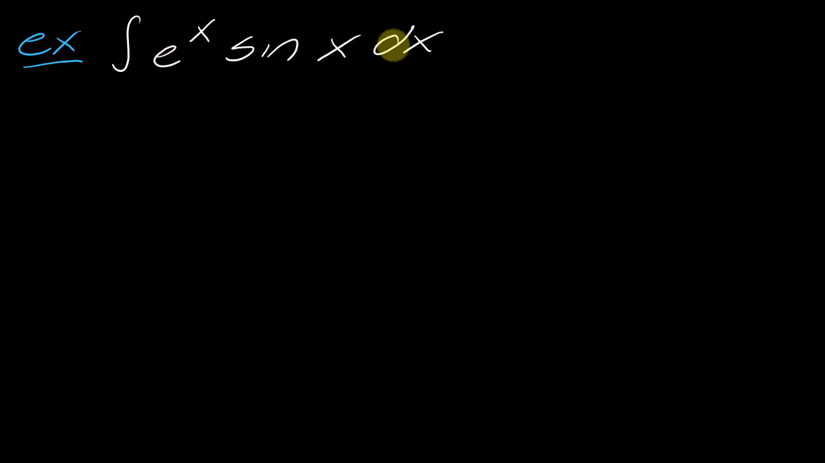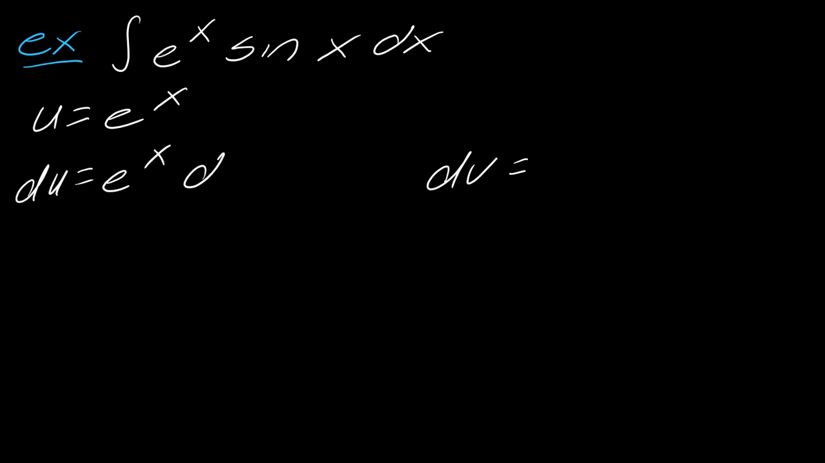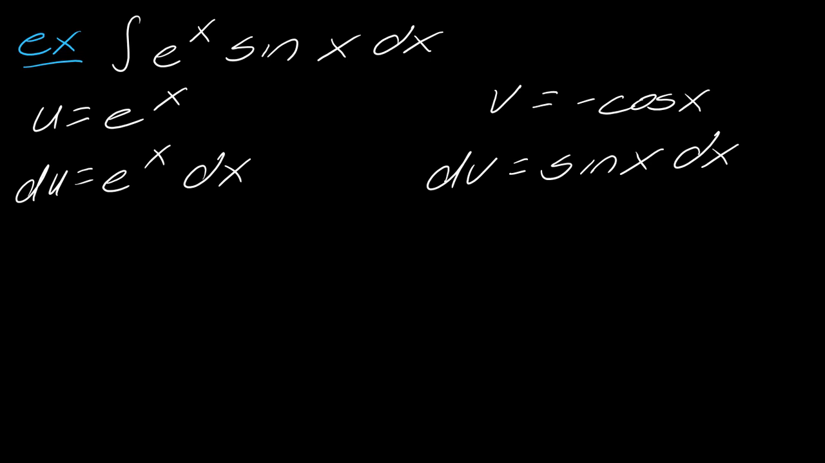So immediately just looking at this, I know that this is going to act a little different. For this one, there's not necessarily a best choice of u and dv. So I'm just going to say u is e to the x. My du then will be e to the x dx. My dv will be sine x dx, and my v now will be negative cosine x.